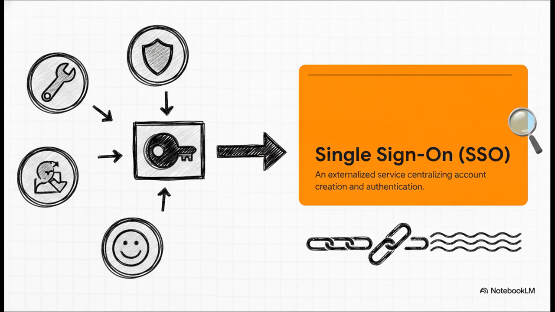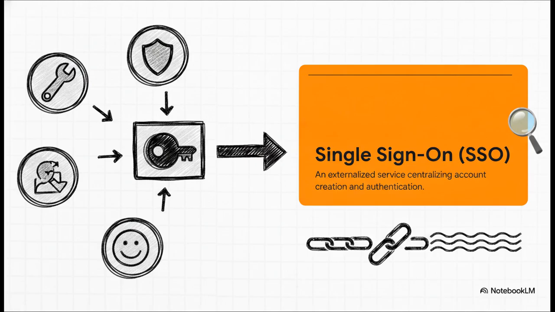SSO is an externalized service that entirely centralizes user account creation and authentication. Let's actually talk about the mechanics of how this works under the hood. When a user tries to access your app, they don't type a username and password into a form you built. Instead, your application halts the request and redirects the user's browser completely away from your site over to the SSO provider's highly secure login page.